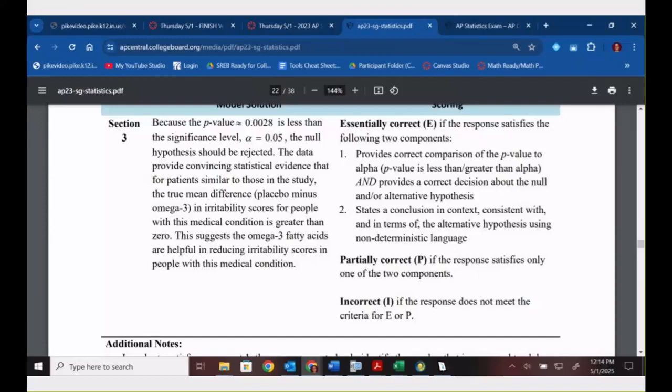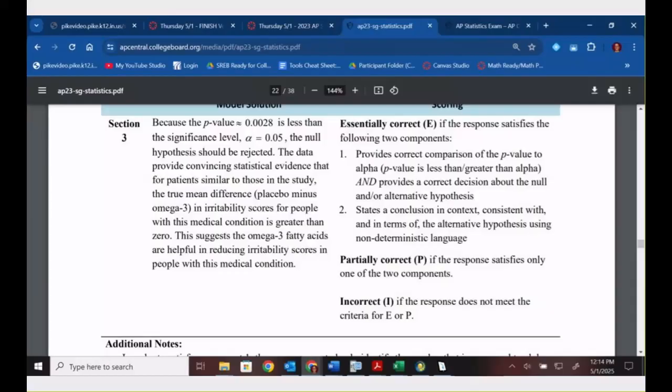First component provides a correct comparison of the p-value to alpha, P is less than or P is greater than alpha, and provides a correct decision about the null and or alternative hypothesis. So because the p-value is 0.002 something, you would say because 0.002 is less than 0.05, is that what they had you using? 0.05, we would reject the null hypothesis.